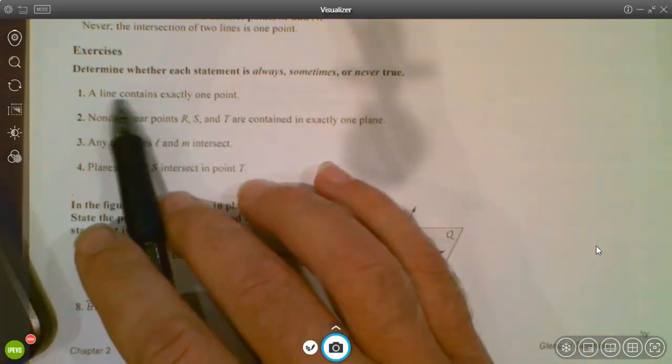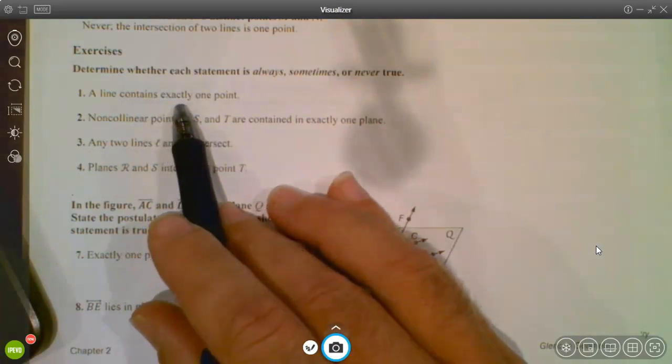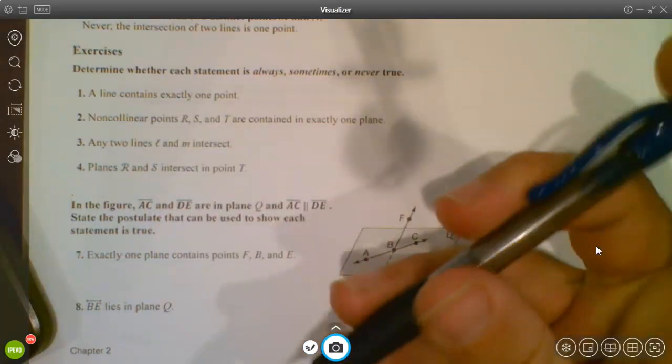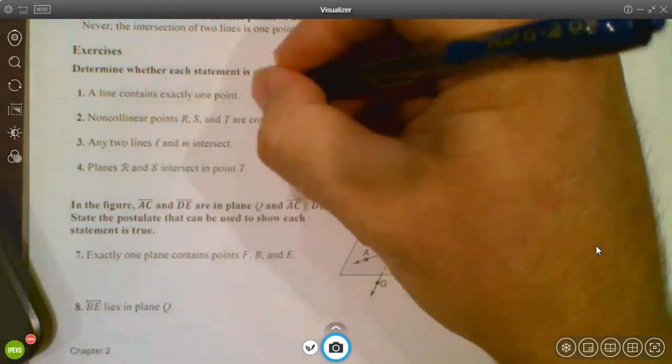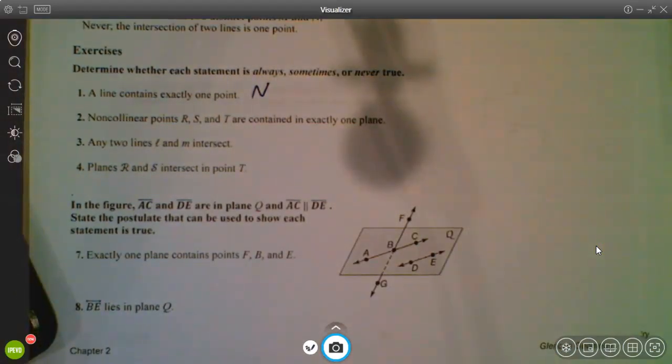Number 1 says a line contains exactly 1 point, right? We know that's never true just by that very first postulate that we looked at that says a line always contains at least 2 points. So we know this would never be true. It's got to contain more than one. If it said at least 1 point, so that's when the wording of these can be a little tricky, and you really have to read carefully. So when they say exactly 1 point, that's our key word that allows us to say that this is never true, because it's never exactly 1 point, right? It's always more than that.